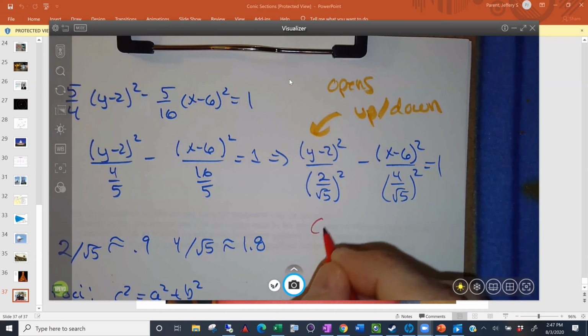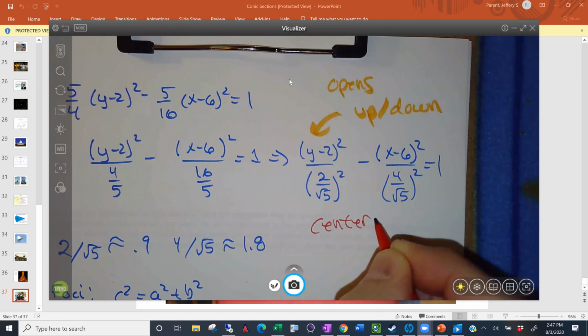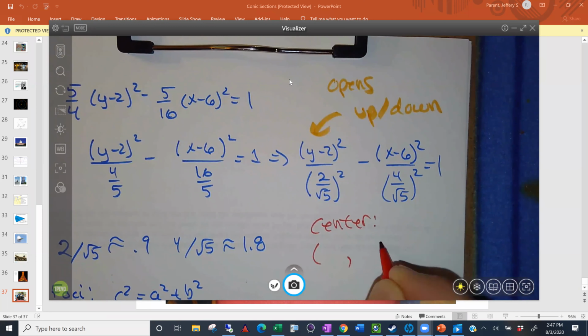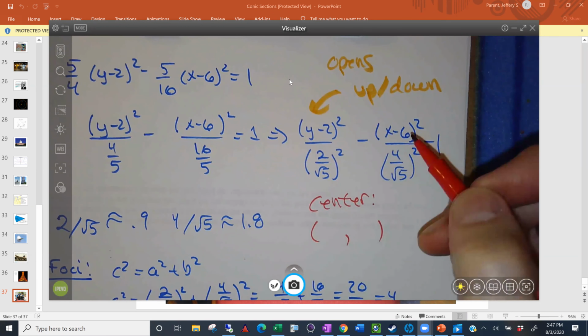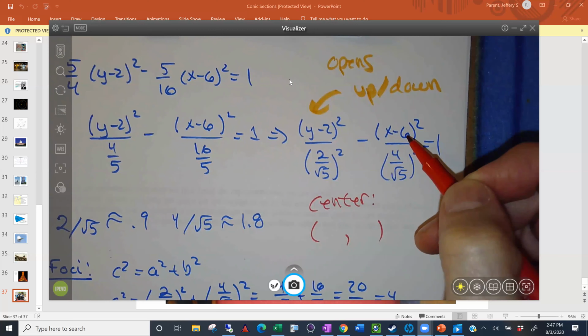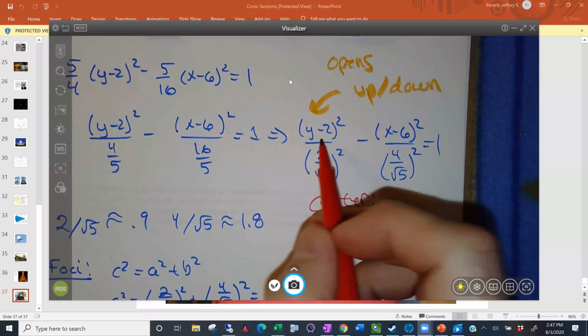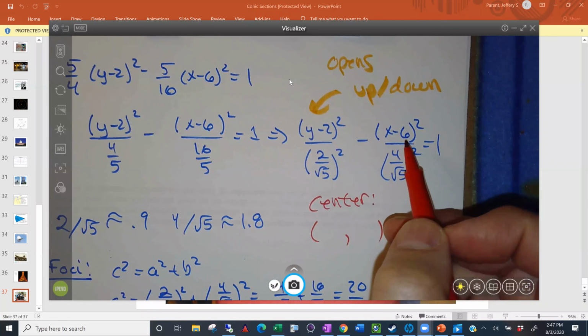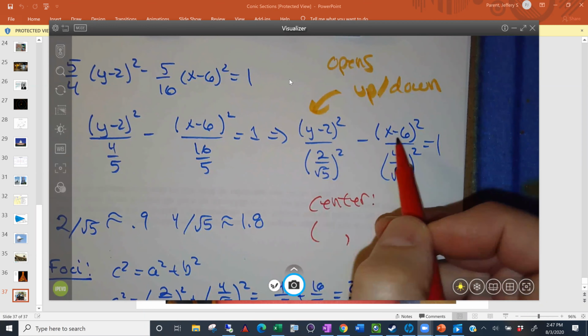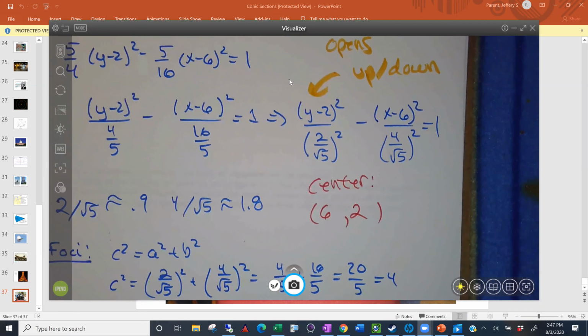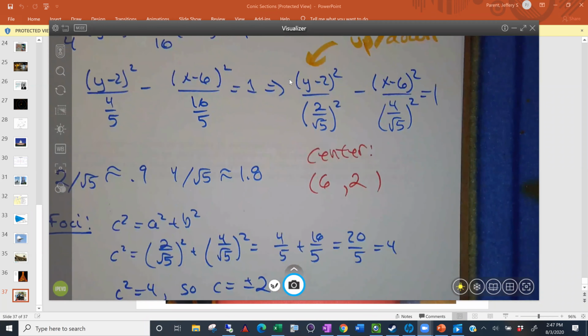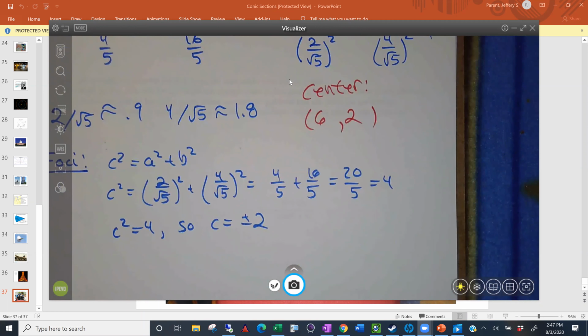What's the center on this one? 2 and 6, or 6 and 2. Sorry. Ah, nice, I'm glad you caught that, because we're used to just reading these things off. It's like, okay, 2 and 6, but oh, wait a minute. It's the x coordinate that's 6 and the y coordinate that's 2. So 6 and 2 would be your center. We'll start there on our graph.